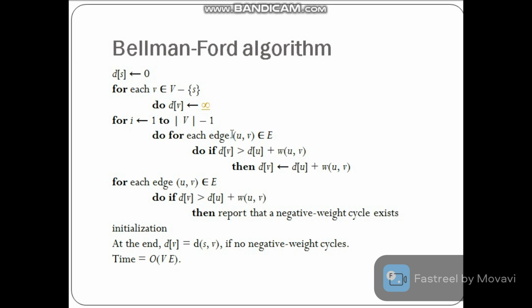Suppose you are going along an edge from vertex u to v, where edge (u, v) belongs to the edge set E. In that case, if the distance of vertex v from the source is greater than the distance of u plus the weight of (u, v), then we can set the distance of the vertex to the new one.